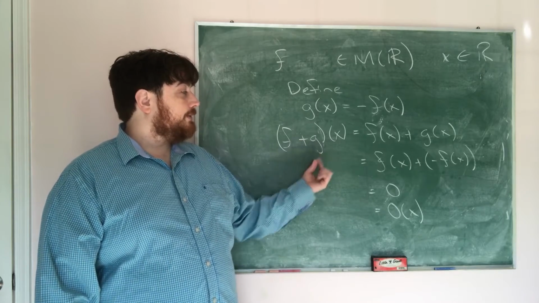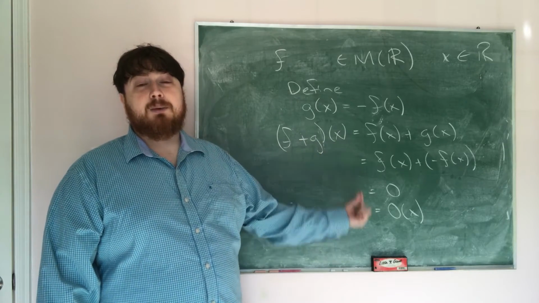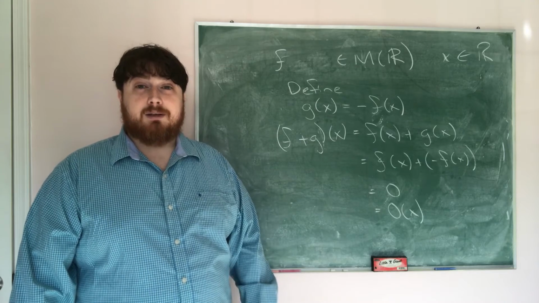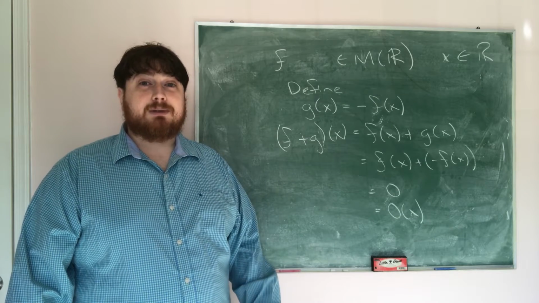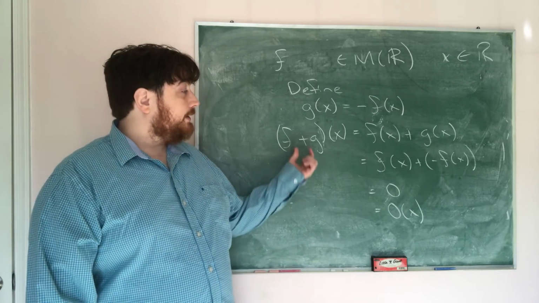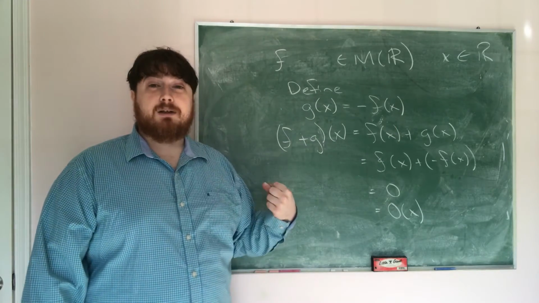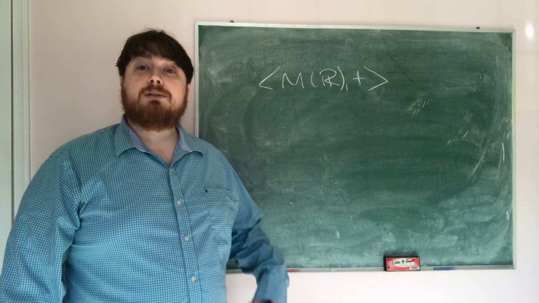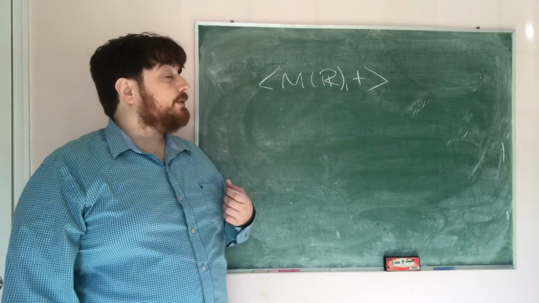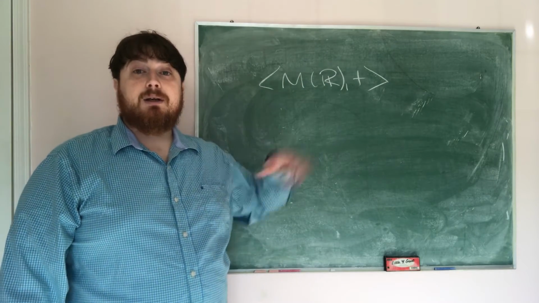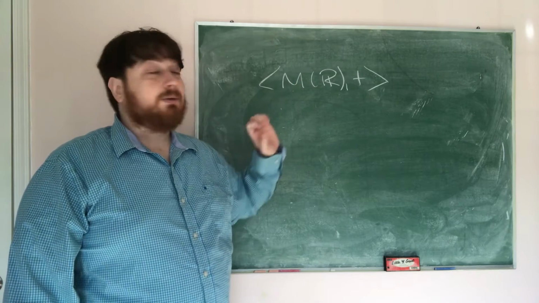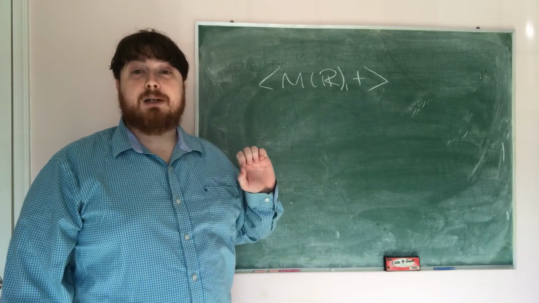So g + f is equal to f + g, which is the additive identity on the set of mappings of real numbers. Therefore, we do indeed get that the negative f of x is the additive inverse of f of x. All right, we've now shown that the set of mappings of real numbers under addition is closed. So that is, the addition is indeed an operation.